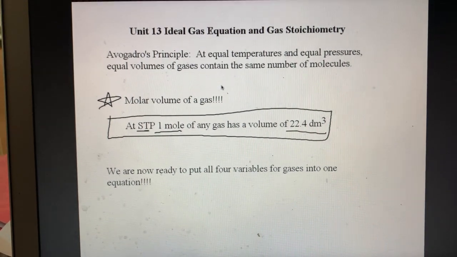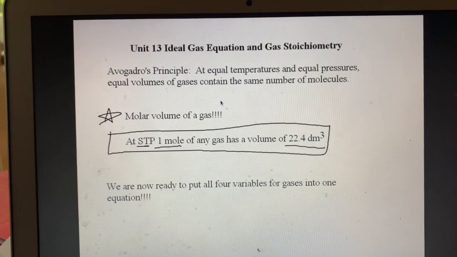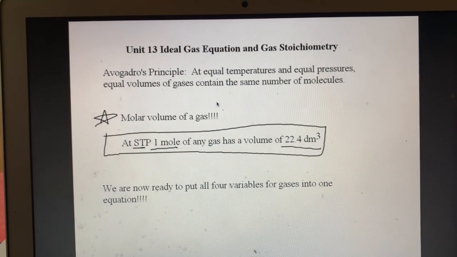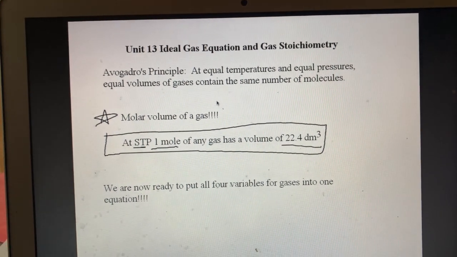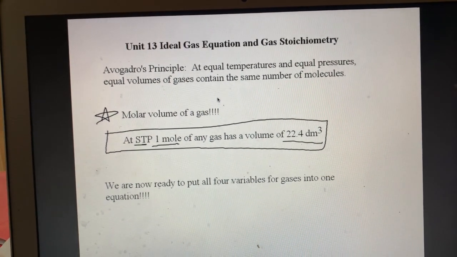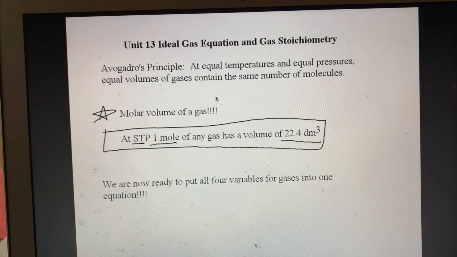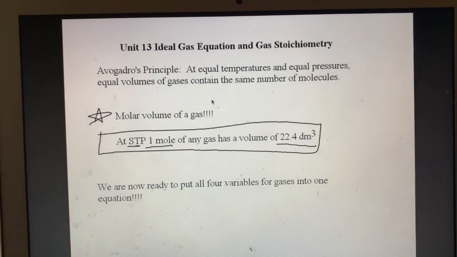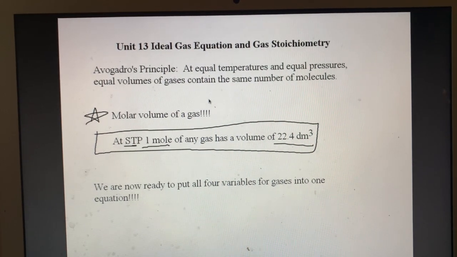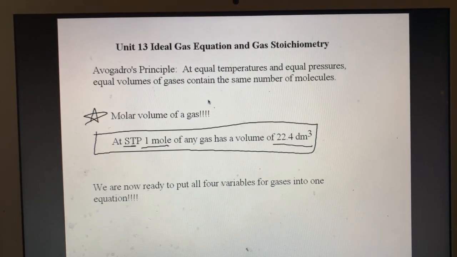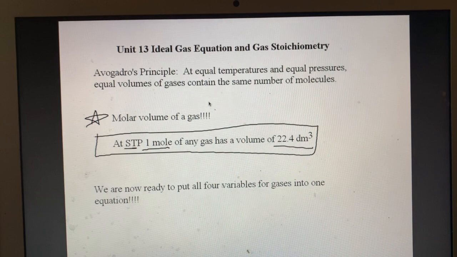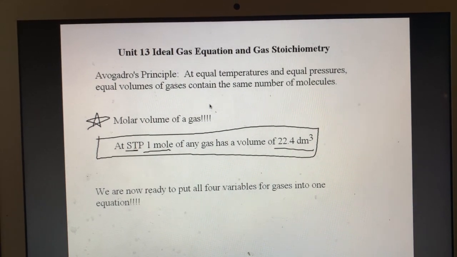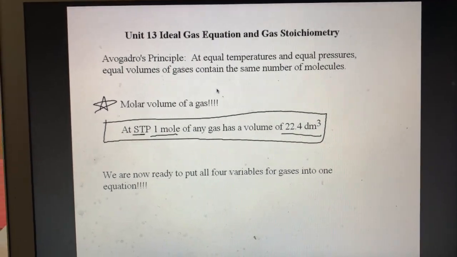And Avogadro's principle states that at equal temperatures and equal pressures, if you have equal volumes of gases, so same volume under same conditions of temperature and pressure, those gases will also contain the same number of molecules. Regardless of what the gas is, you will have the same number of molecules of that gas. We call this the molar volume of a gas.